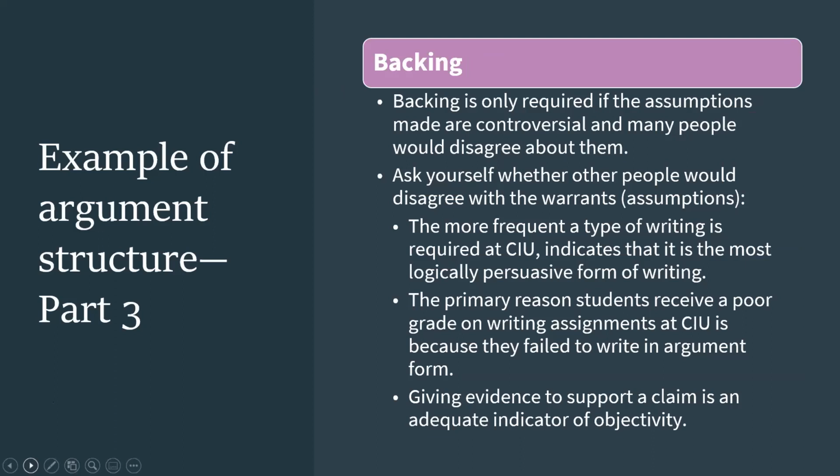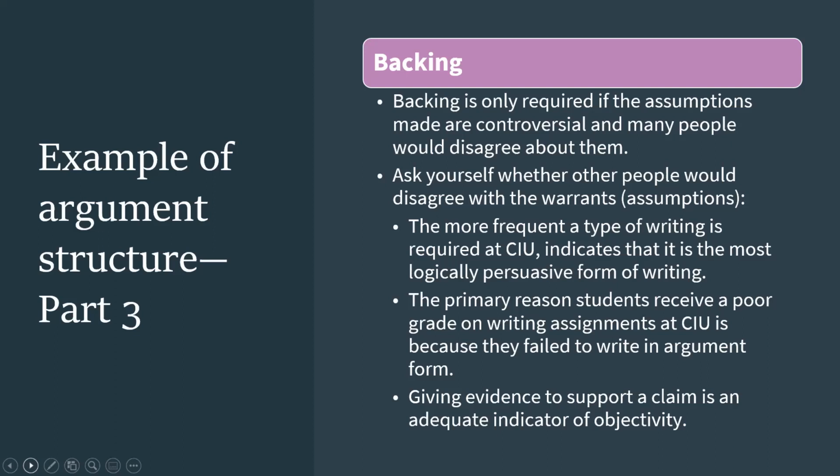Backing is only required if the assumptions, in our estimation, are controversial and some of my audience may disagree with them. If I know that everybody would agree with my assumptions, then there's probably not a requirement to give backing. It's always a good idea anyway, especially because you never quite know whether the audience will agree with your assumptions. So one way to come up with the backing is to ask yourself whether other people would disagree with those warrants. And if they would, then you really need to include the backing or evidence for the assumption.